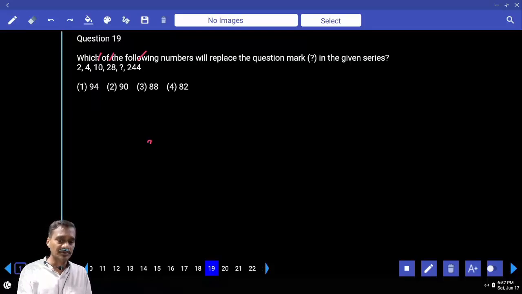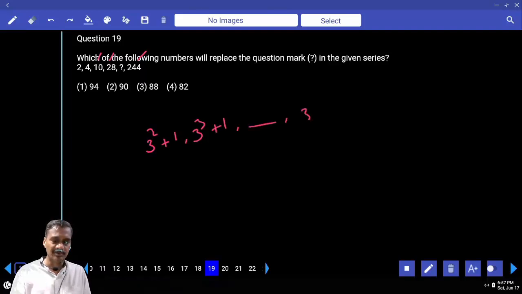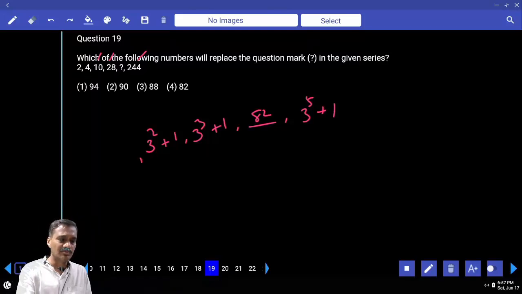Then now 3 square plus 1 comes. Next one 3 cube plus 1 comes. And next one 3 power 5 plus 1. And next one 3 power 4 plus 1. Now 3 power 4 plus 1. Replace the 3 power 4 plus 1, how much is it? 82. And in this case, 3 power 1 plus 1.